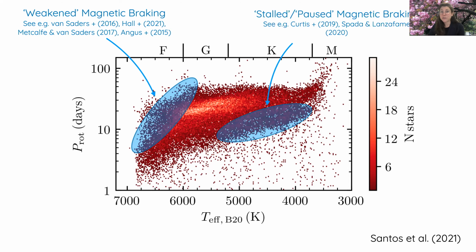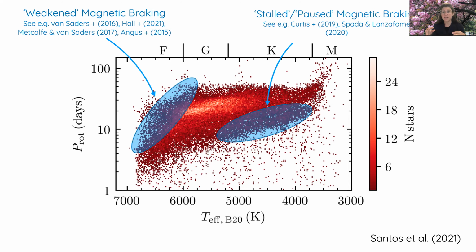This is a different phenomenon than stalled or paused magnetic braking. These two things are sometimes confused. They are different. They affect different types of stars. Stalled or paused magnetic braking affects K dwarfs predominantly, perhaps also M dwarfs. It is a different physical mechanism.